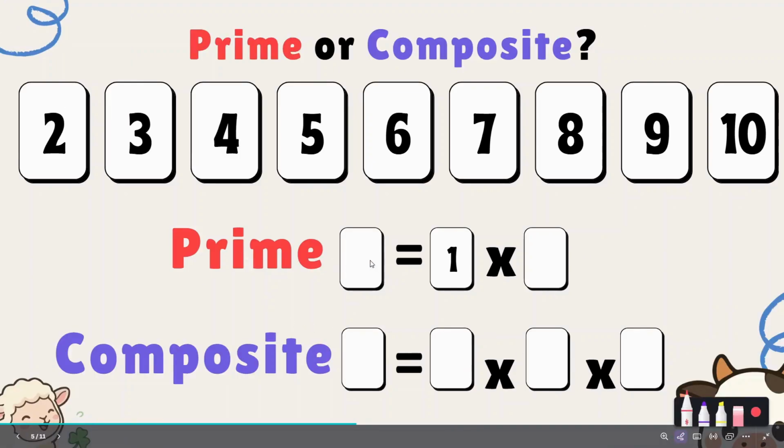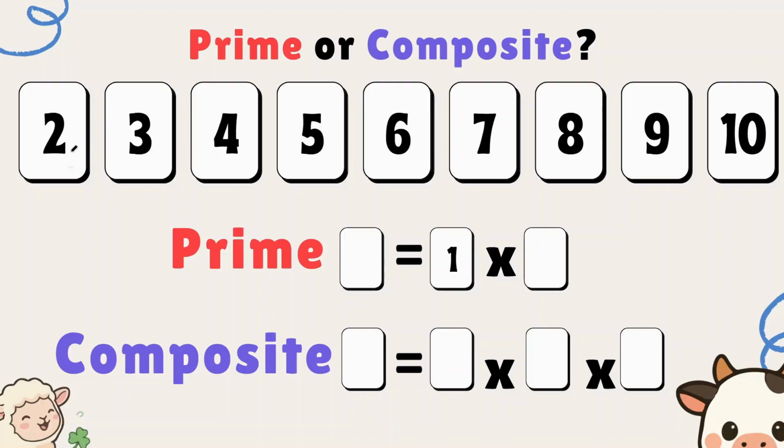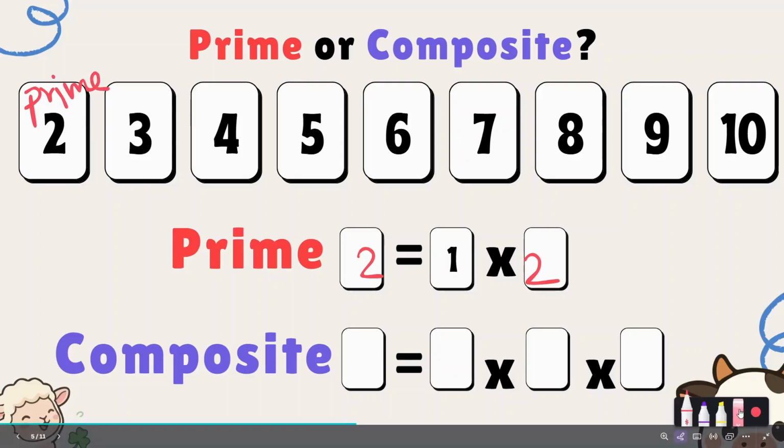Prime number, let's say number 2. Is 2 a prime number? 1 times 2. How about any other? Is there any others? Nope. So this is a prime number. Okay, prime number. Let's try the next one.